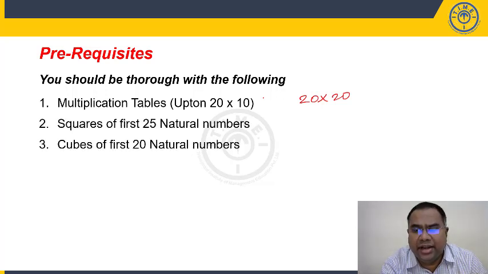Squares of the first 25 natural numbers. Cubes of 20 natural numbers, that is 1 cube, 2 cube, up to 20 cube.